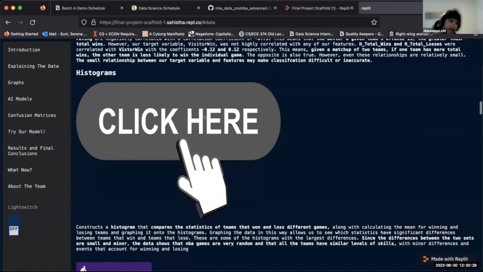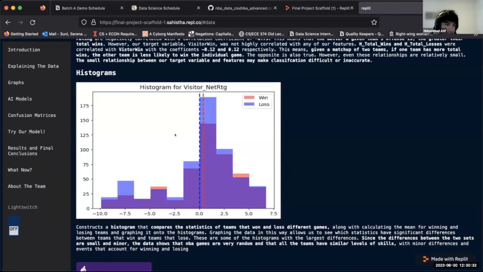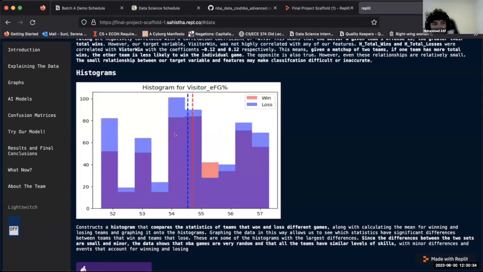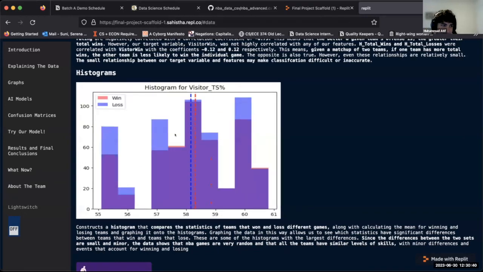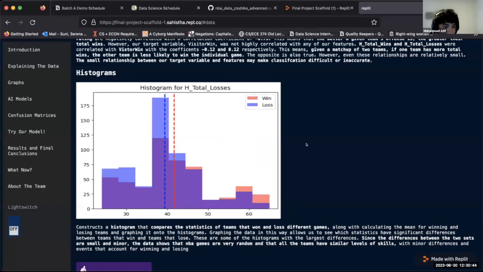Our final graph that we're going to show is our histograms. So basically what the histograms do is they sort teams within wins and losses and then overlap them on top of each other, along with drawing a dashed line to represent the mean for each win and loss. And what this does is it allows us to easily compare teams that win and teams that lose and the difference in certain data points between them.